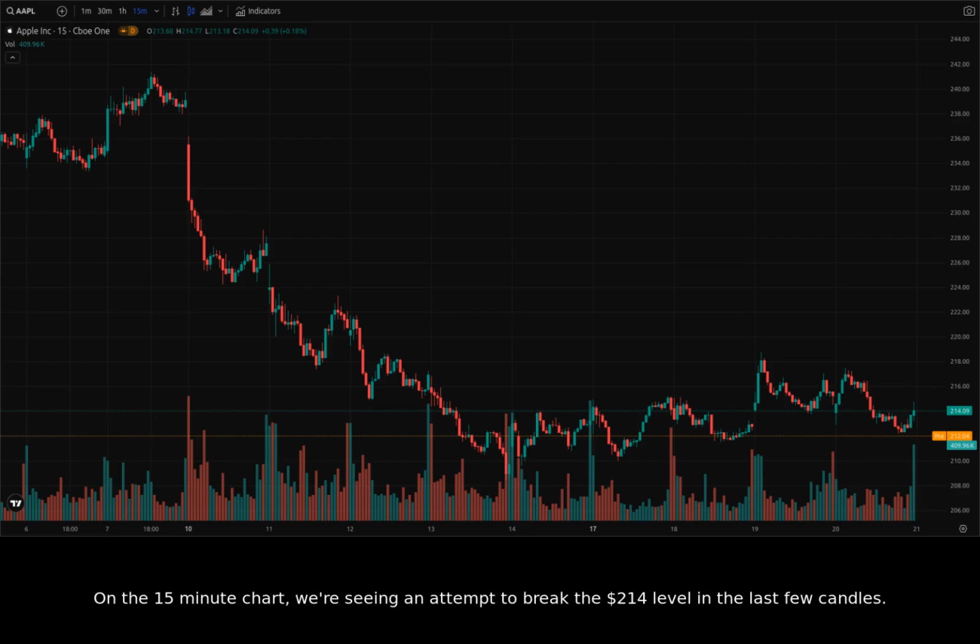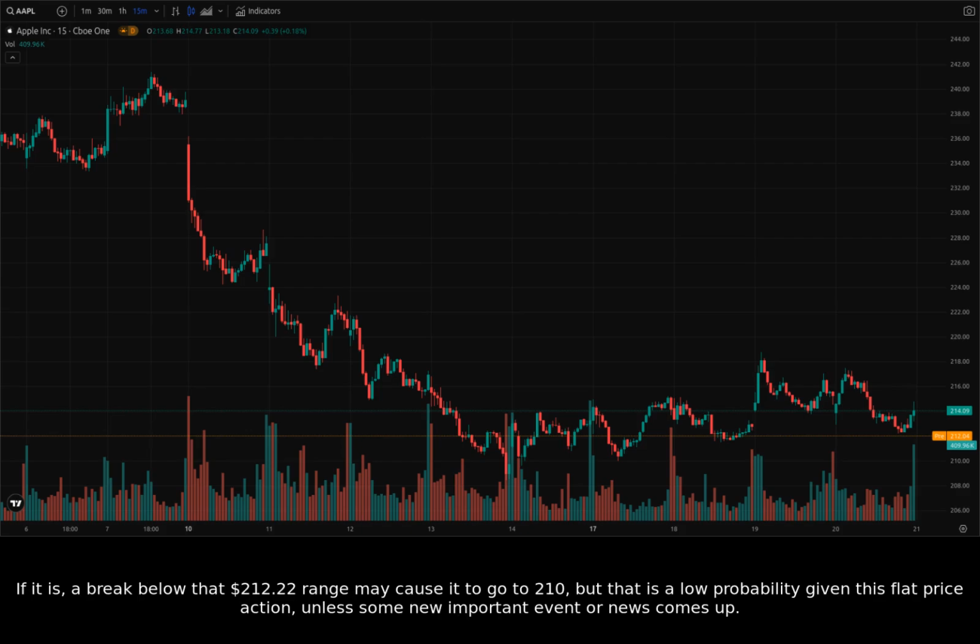On the 15-minute chart, we're seeing an attempt to break the $214 level in the last few candles. The price action is fairly flat, indecisive, and the volume is very low however, so it may be an unreliable signal.